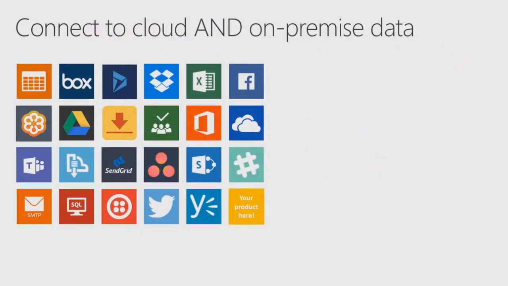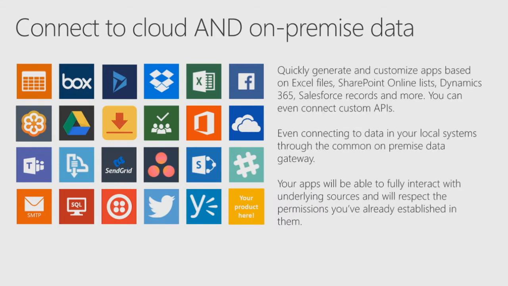So these connectors allow you to connect to cloud and on-premise data. This is really important because we know that not all of the data and the services that you want to connect to are actually in the cloud today. So from all of the different types of connectors that we offer, you can really quickly generate and customize applications for both Microsoft and third-party services. You can connect to that on-premise data using our on-premise data gateway. That is also the same gateway as what's used in Power BI, if you're familiar with that.